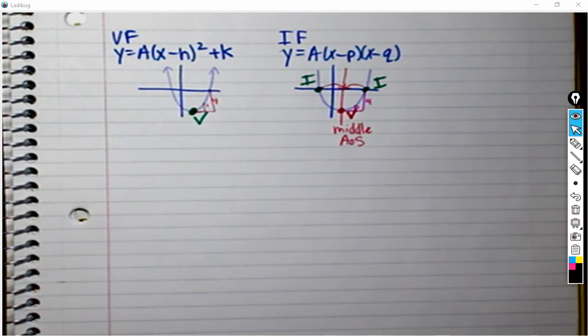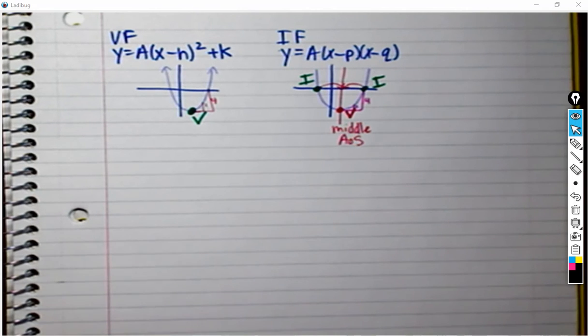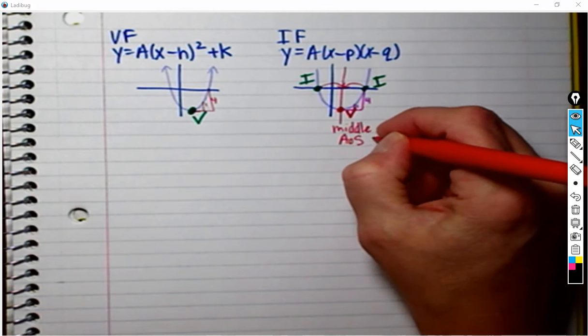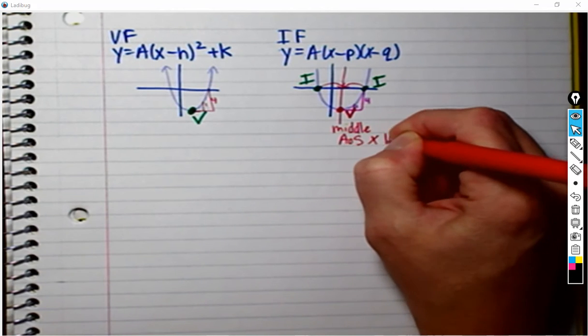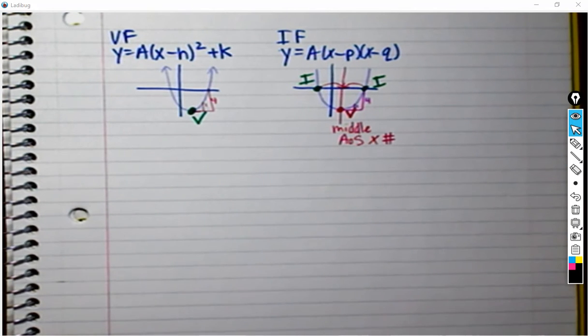For example, if the X were to be like 3, how would that work exactly? You would have the intercepts for P and Q, and then you do the axis. So let's say that was 3. You put 3 in for the axis. Yes, this is the X number. Okay, this is the middle X number, and then you plug it in to find the Y value.